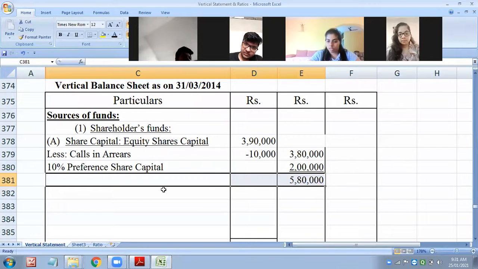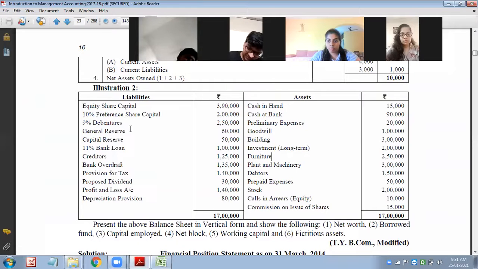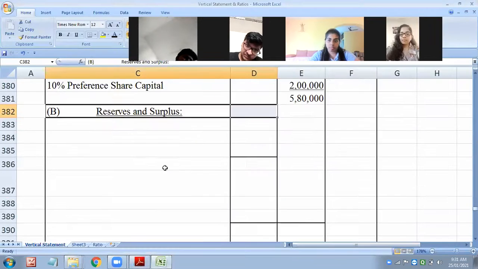Okay. Next will be reserve and surpluses. In reserve and surpluses, we have general reserve, we have capital reserve, we have P&L account, so on and so forth. We'll write all this. Okay. 60,000, 50,000, likewise.